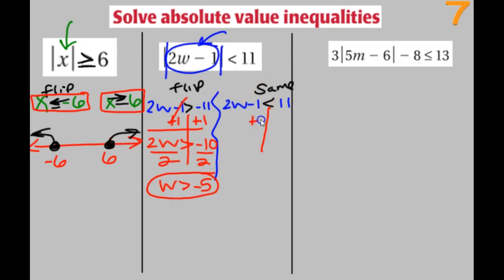And then the other side, add 1. We have 2w is less than 12. And then divide by 2. We get w is less than 6.